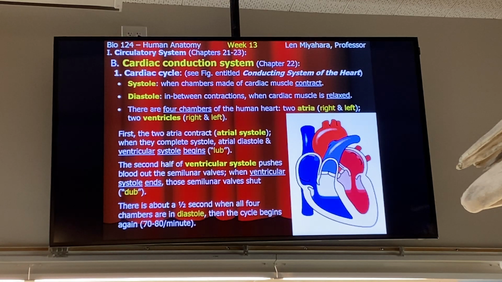And classically, when people start listening to hearts with the stethoscope, it's described as lub-dub, lub-dub, AV semilunar, AV semilunar, lub-dub, lub-dub. Everybody got it?